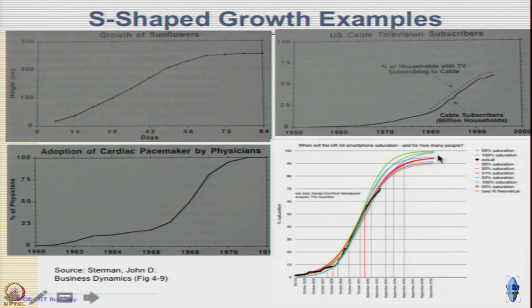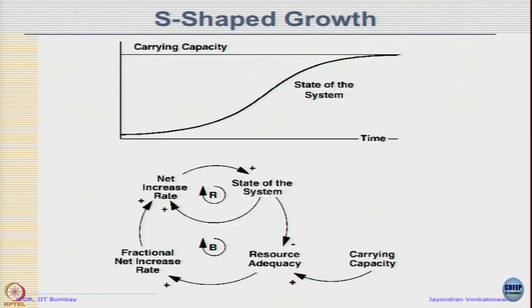Once everybody buys cell phones, they are saturated. Now you are expanding to people's second cell phone, third cell phone, and so on. They are looking at replacement purchases and things like that. So there is a positive loop with a negative loop. Again, there are no major delays in the system. Without delays itself, it shows this shape over time.